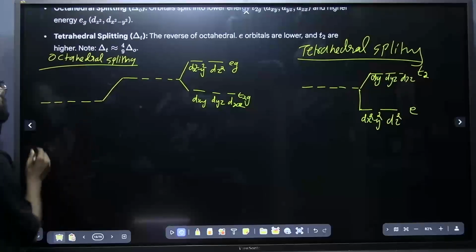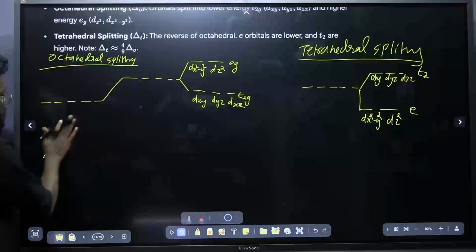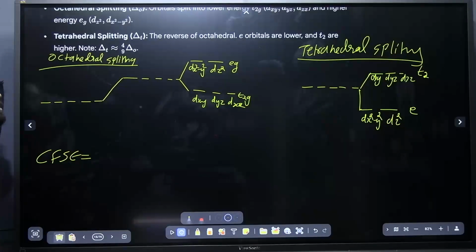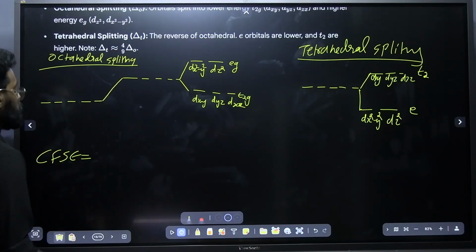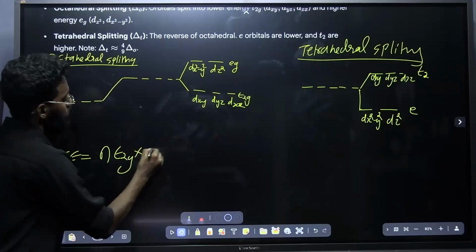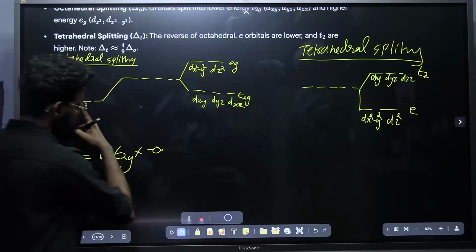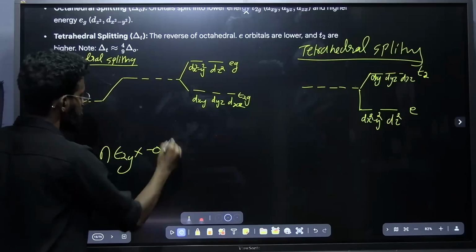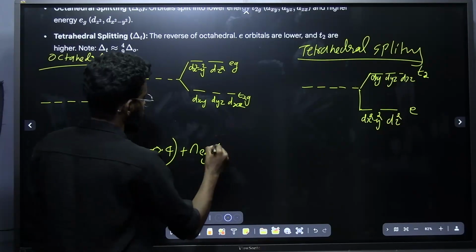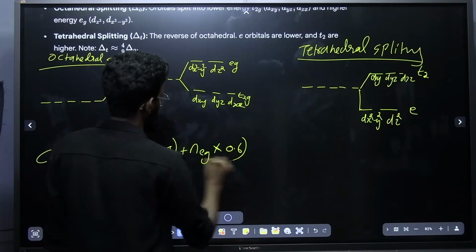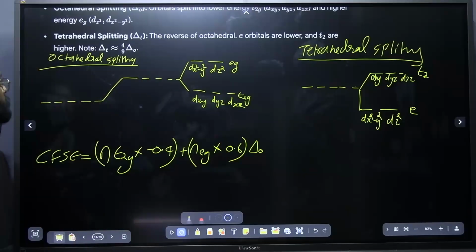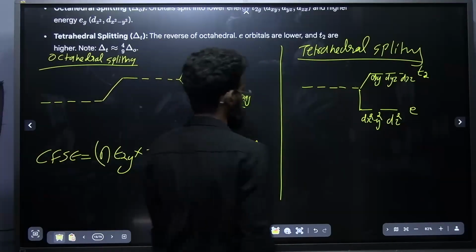Now we can go into the equation for how we can calculate the CFSE, crystal field stabilization energy, of octahedral complexes. It will be equal to the number of electrons in the T2g orbitals times minus 0.4, plus the number of electrons in the Eg orbitals times 0.6. This is how we can calculate the crystal field stabilization energy of octahedral complexes.